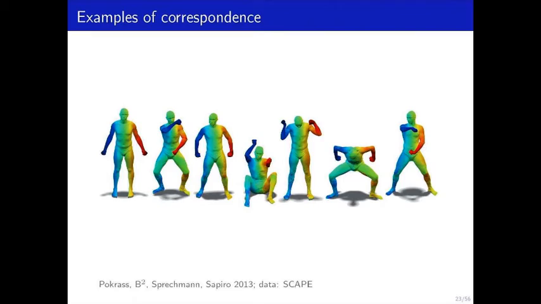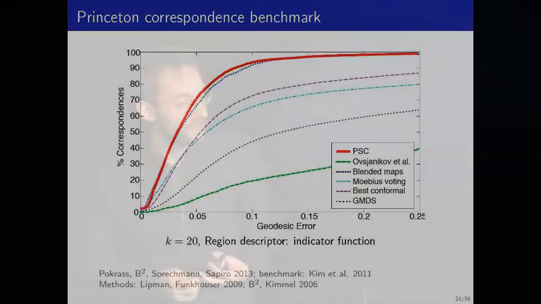So here are some examples of correspondences between different poses of shapes. So the correspondences look quite nice. And these are scanned models of human shape from the SCAPE database. And some numerical examples. So this is the Princeton benchmark, basically, which tells you it's kind of cumulative characteristic. It tells you the percentage of correspondences that fall within certain geodesic radius with respect to the ground truth correspondence. So basically, the higher the curve, the better. And here we plot some of the state-of-the-art methods for shape correspondence.